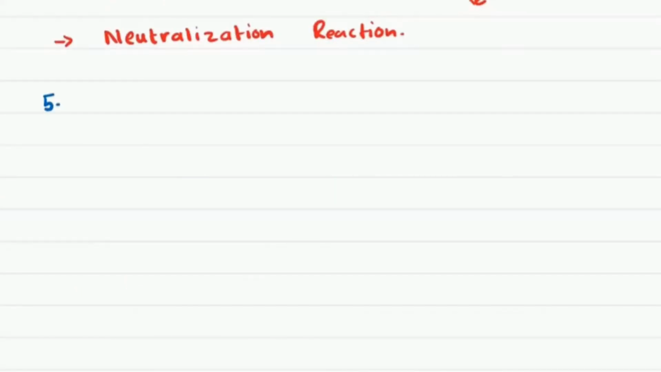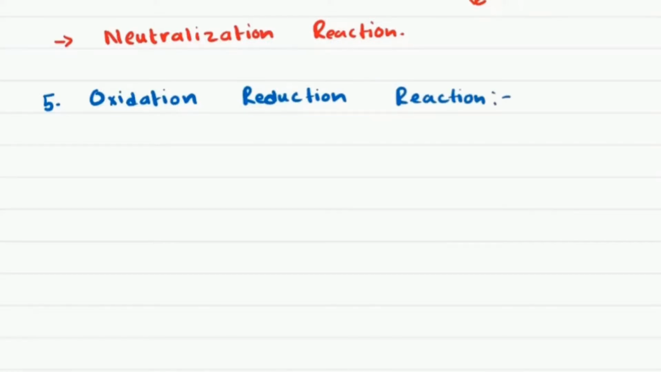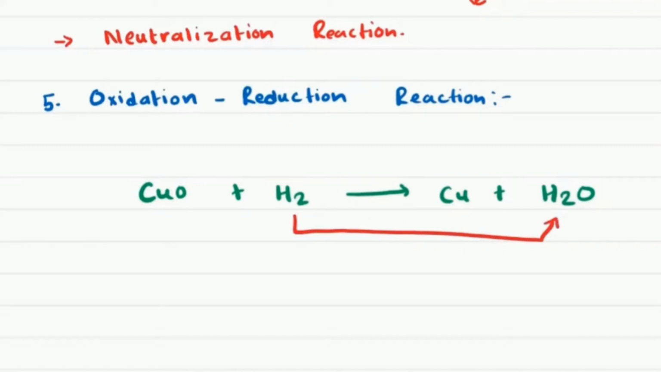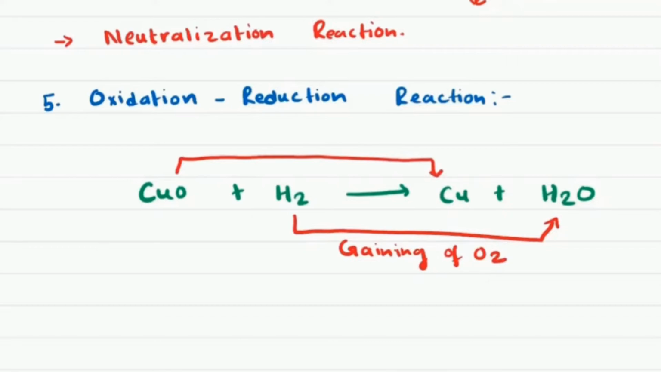Now our last type of reaction is our oxidation-reduction reaction, and it's a pretty simple reaction as well. So let's look at an example here. Let's say we have copper oxide reacts with hydrogen to form copper and water. So here what is happening is this hydrogen gains oxygen to form water. So here we have gaining of oxygen, and in this case the copper oxide loses oxygen to form copper. So we have losing oxygen here.